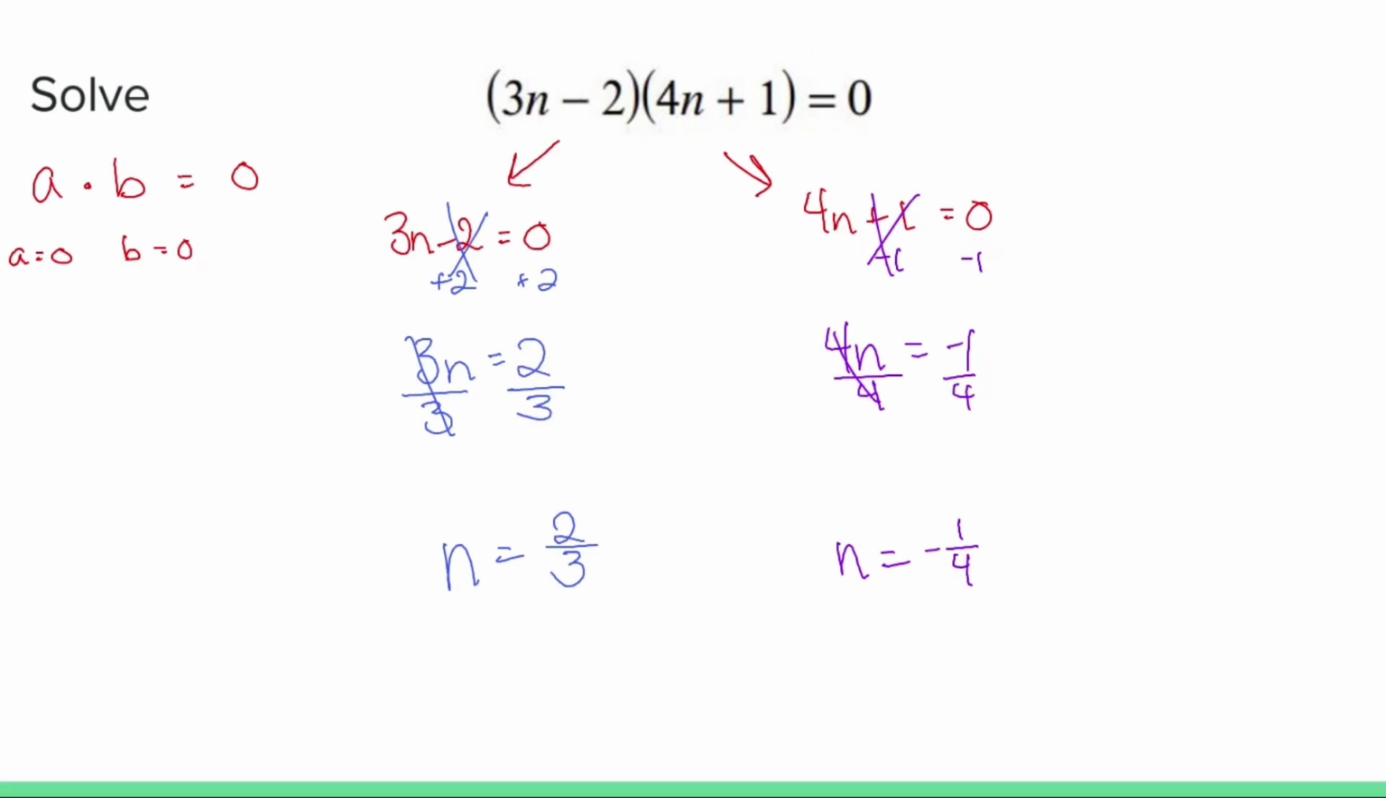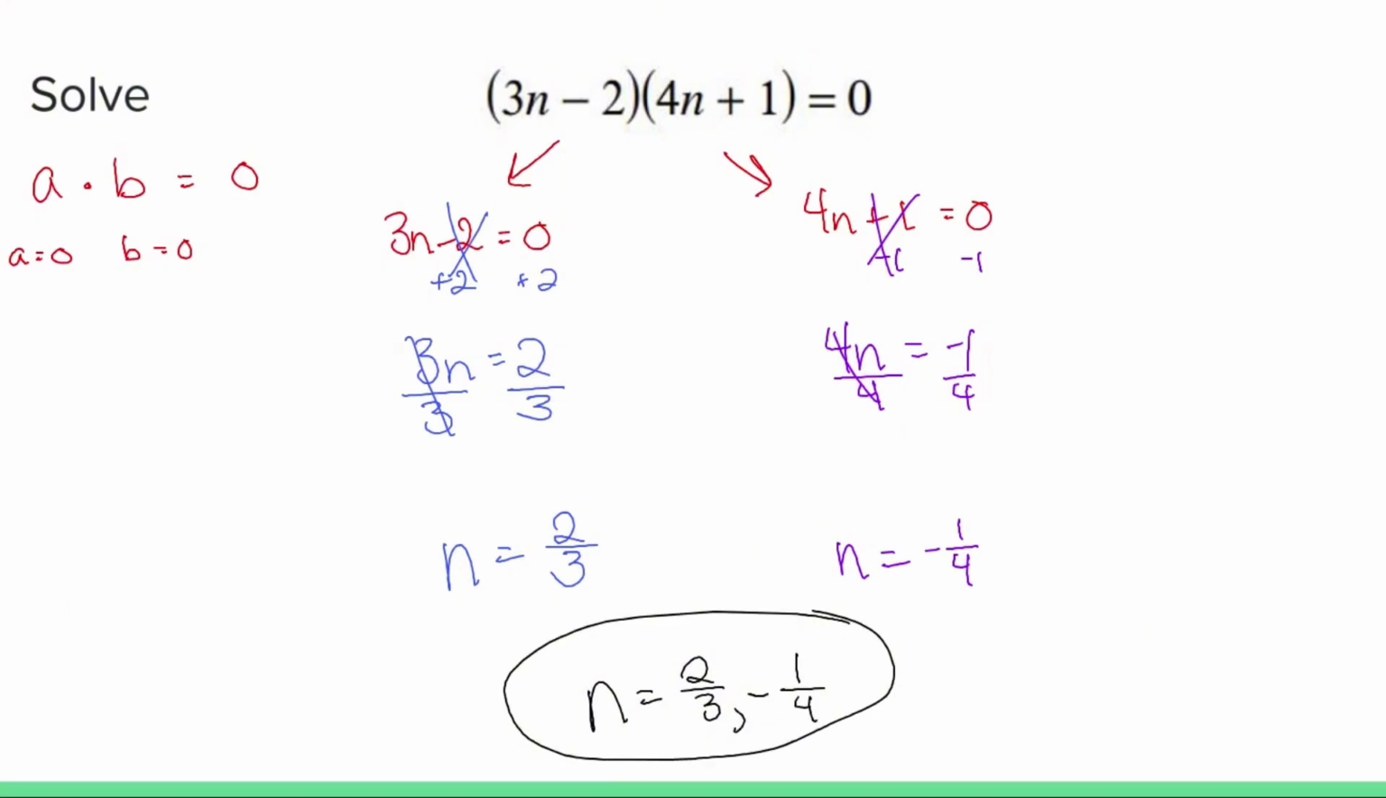So I have two possible answers here. n equals 2/3 and also negative 1/4. Zero product property, very important.